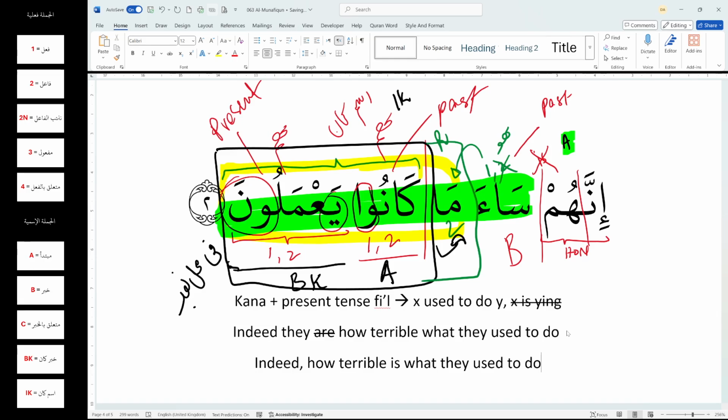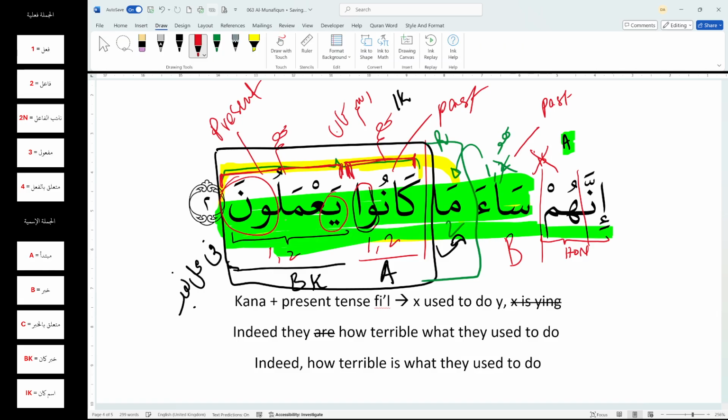And then you have kanu in itself. This is a jumla ismiya, and it has a khabar which is fi mahalli nasab, because the khabar of kana is nasab, which is ya'malun, right? And then ya'malun in itself is a fi'il and a fa'il. It's a jumla fi'liya in itself. So there are multiple nested jumlas going on. But I hope it helps you, inshallah, to understand this part of the ayah.